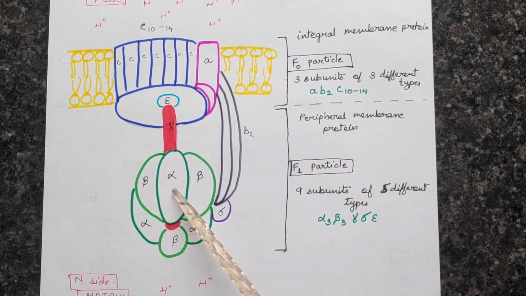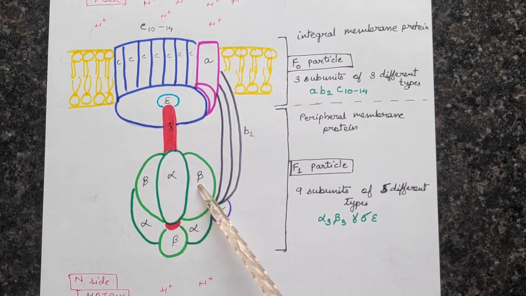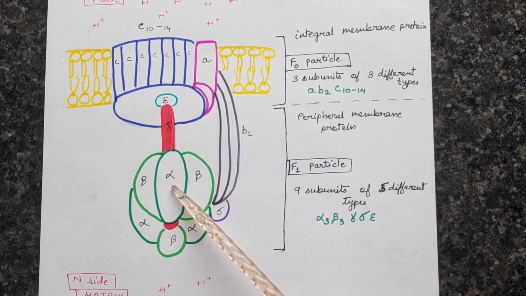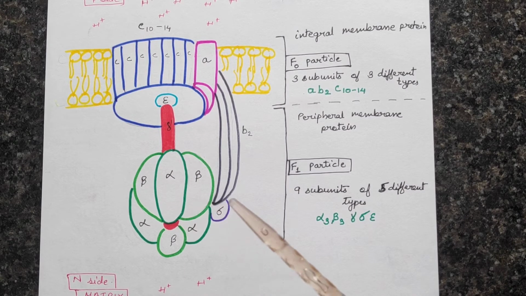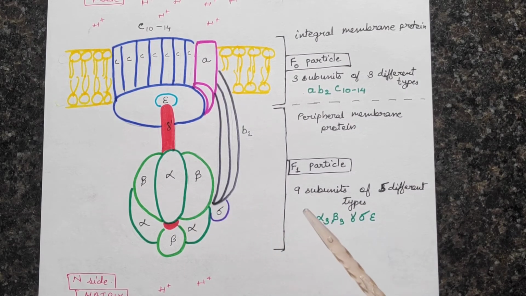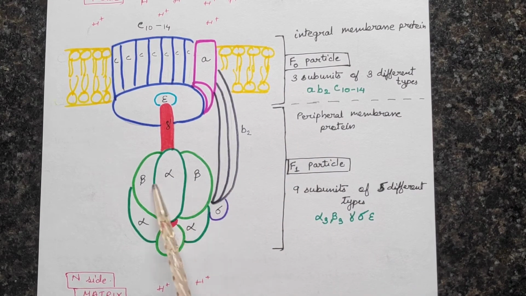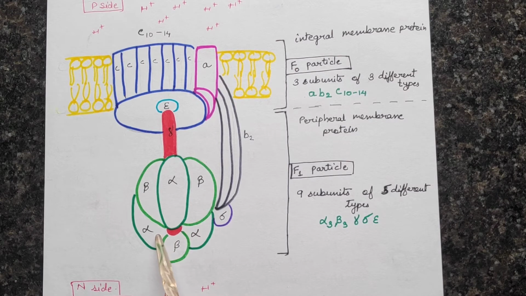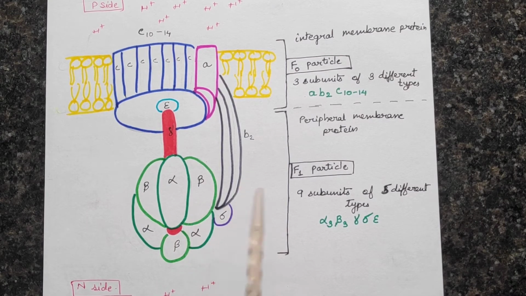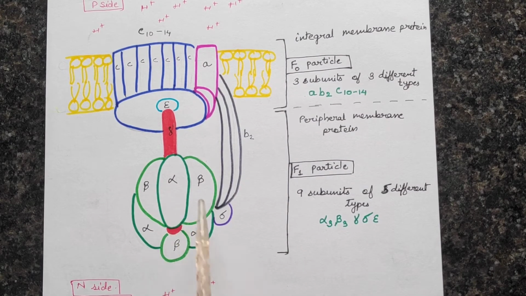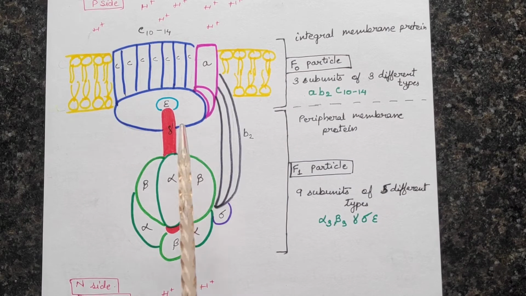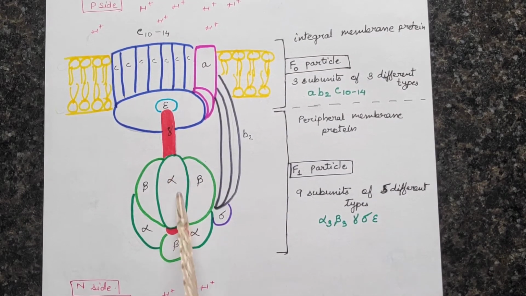Now the F1 complex, having this alpha and beta subunit, looks like an orange. I think you all have seen what an orange looks like. I'm sure you have eaten an orange. When you peel an orange and take one section out of it, it looks like that. These parts look like the sections of an orange. So you can imagine it like that. And within an orange you have also seen that there is a central part which is empty. Now in that central part this gamma will enter.